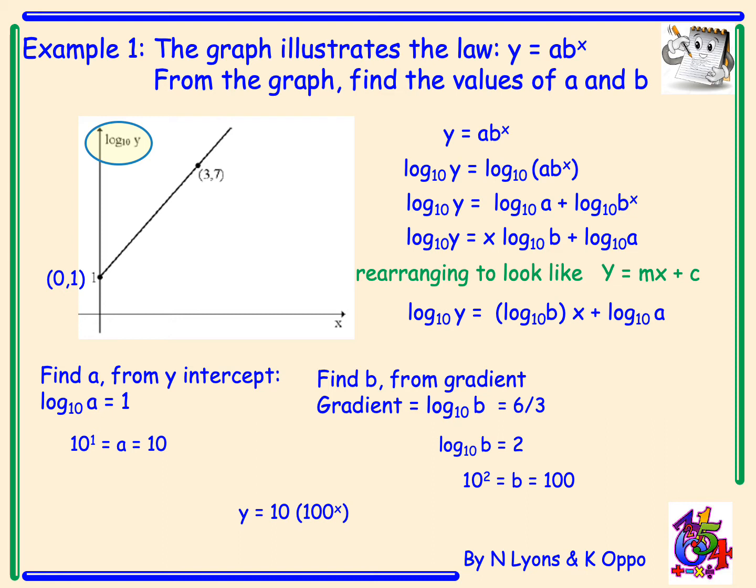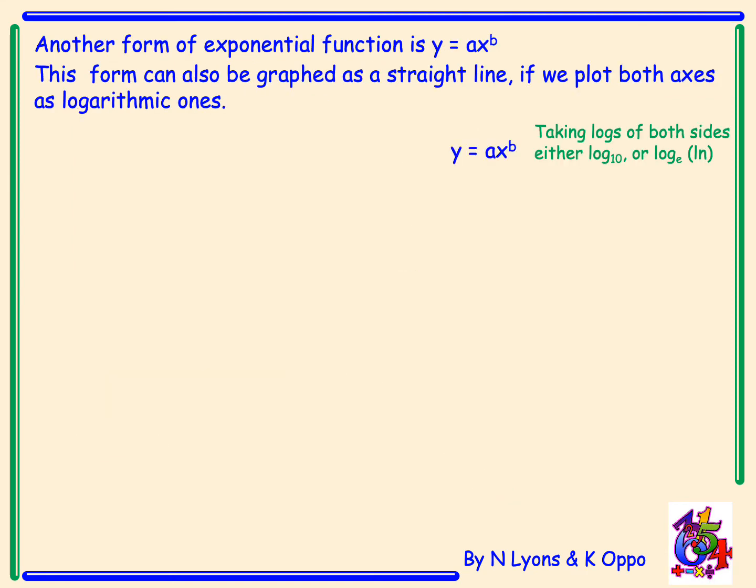Okay, brackets in there. Now we're not multiplying 10 times 100 to get 1,000, because it's the 100 to the power x, and then the multiplier at the front, so be careful. Another example.